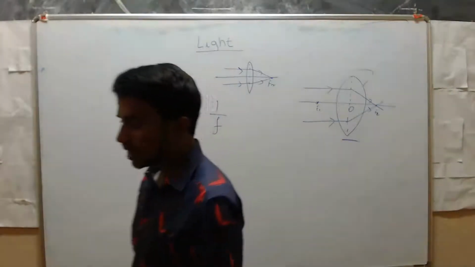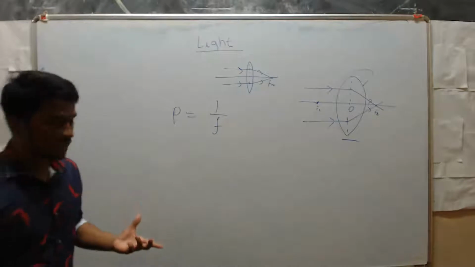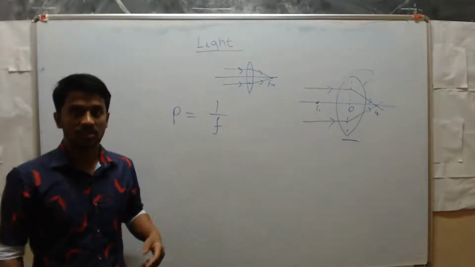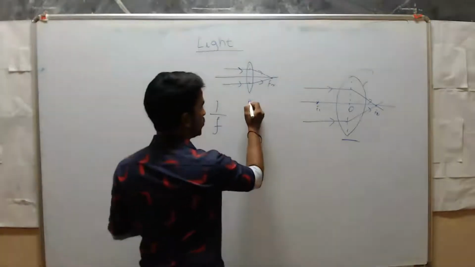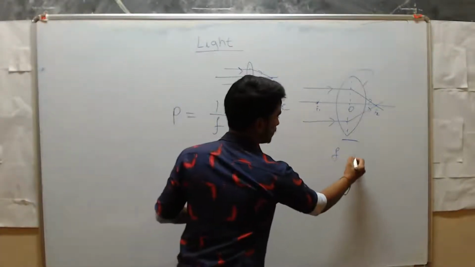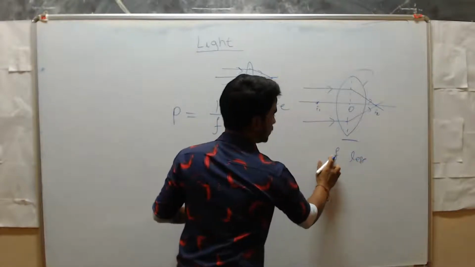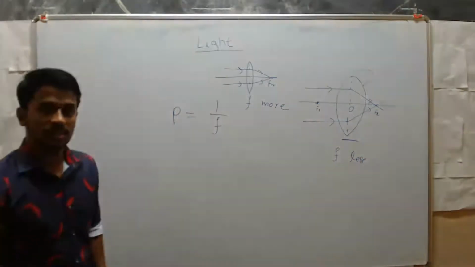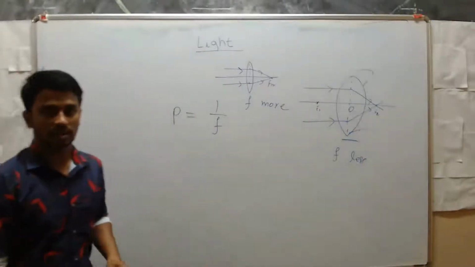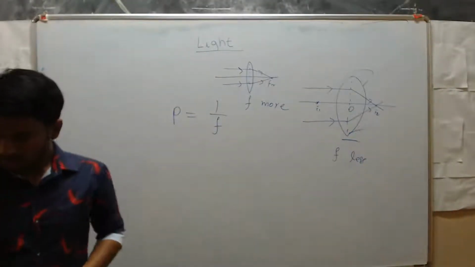If the focal length is shorter, then we can say that power increases. For example, here the focal length is more, and here the focal length is less. Since here the focal length is less, we can say that this lens has more power than this one.